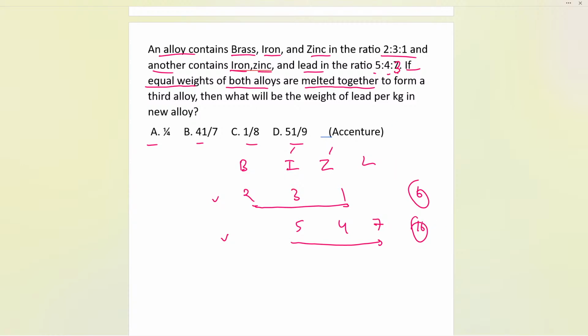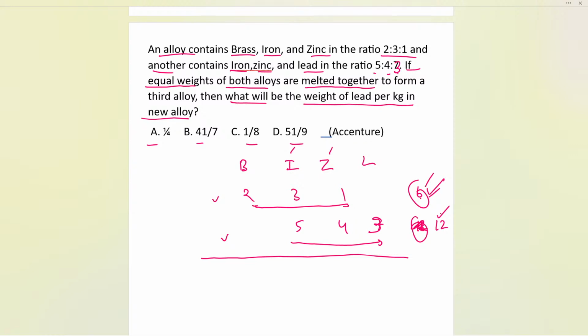So now let us consider the sum as 12 over here. It will be 12 if I take out 3 only. So now 6 and 12, the final part we are getting over here. The next part is what will be the weight of lead per kg in the new alloy. Now we need the total weight. If I add both of them, and it is asked what will be the weight of lead only, first of all we have to make the total of the ratio sums the same.